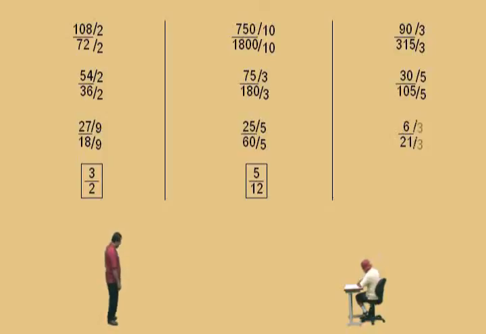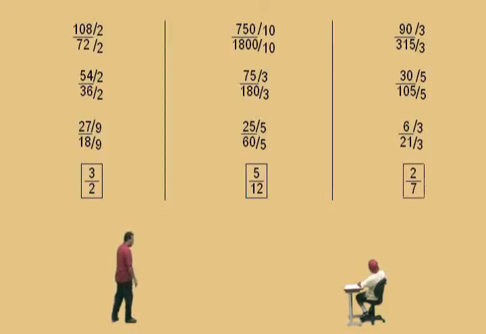Now, what number divides evenly into 6 and 21, Charlie? 3. It's a 3. That's right. Because what's 6 divided by 3? 2, because 2 times 3 is 6. 21 divided by 3 is what? 7, because 7 times 3 is 21. And there we go. Whew.